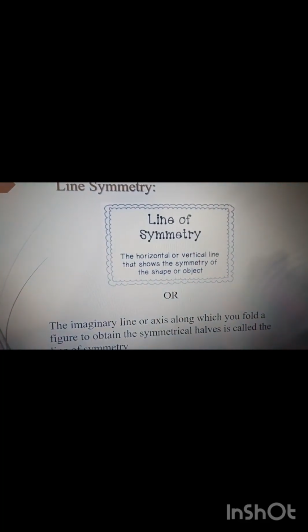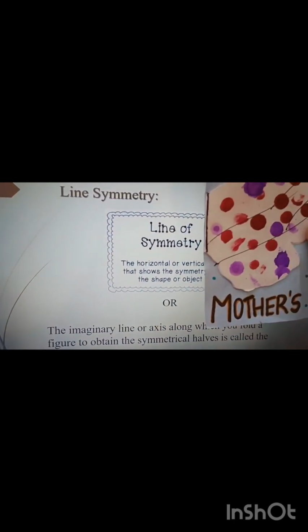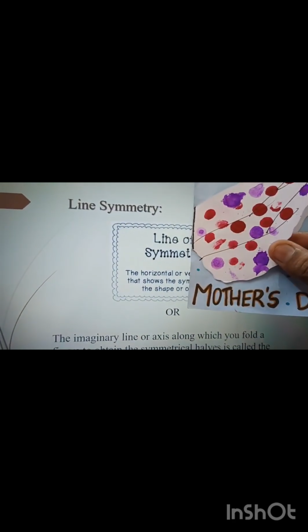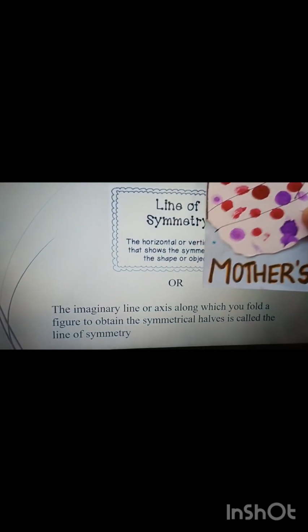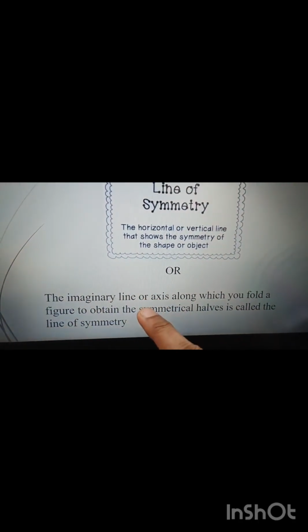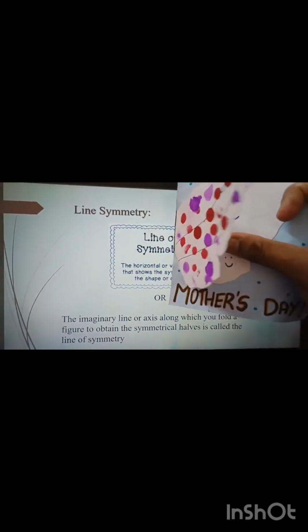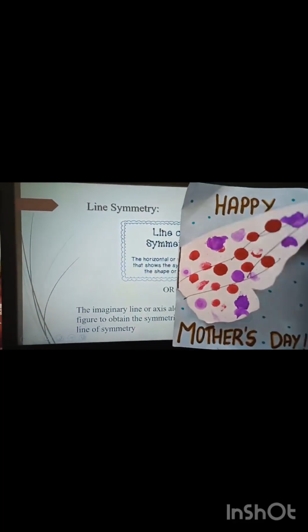The line which we get after folding any object into the same halves, or you can say the imaginary line or axis along which you fold a figure to obtain the symmetrical halves, is called the line of symmetry.